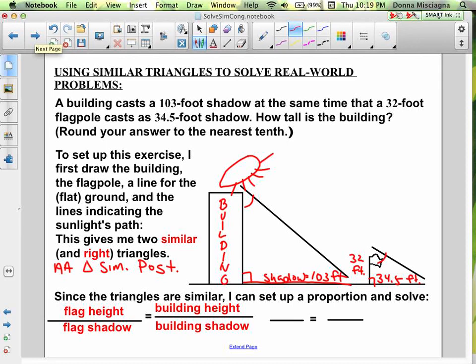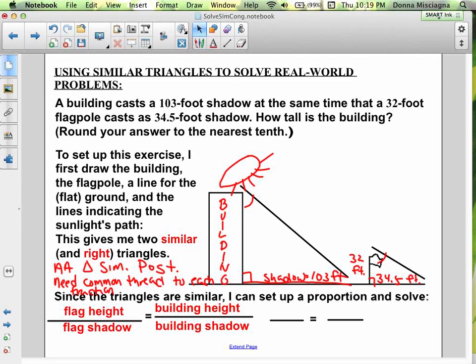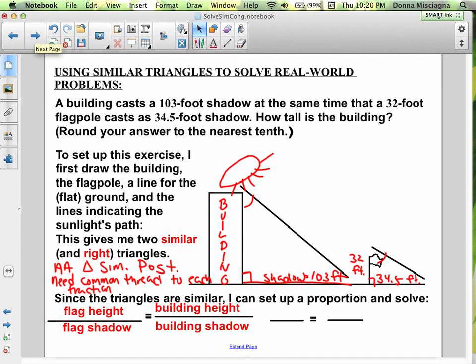Since the triangles are similar, you can set up a proportion and solve. Now when you're setting these up, make sure you've got a common thread in each fraction. So you need a common, add that to your notes. To each fraction, the numerator, I'm going to abbreviate, and the denominator. I did not leave myself enough space. I moved things up because they were low on the bottom of the screen.